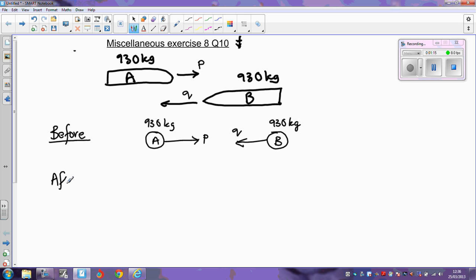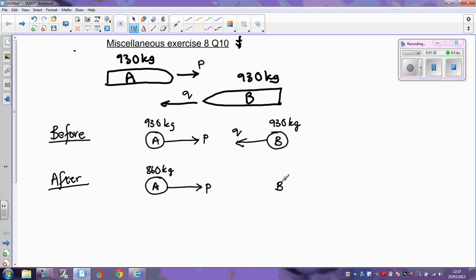What you're then told is that one of the passengers gets out of A and steps over into B, and that passenger weighs 70 kilograms. So after this incident, the mass of A becomes 860 kilograms. You are told, though, that A continues in the same direction at the same speed. So that's what happens with A.